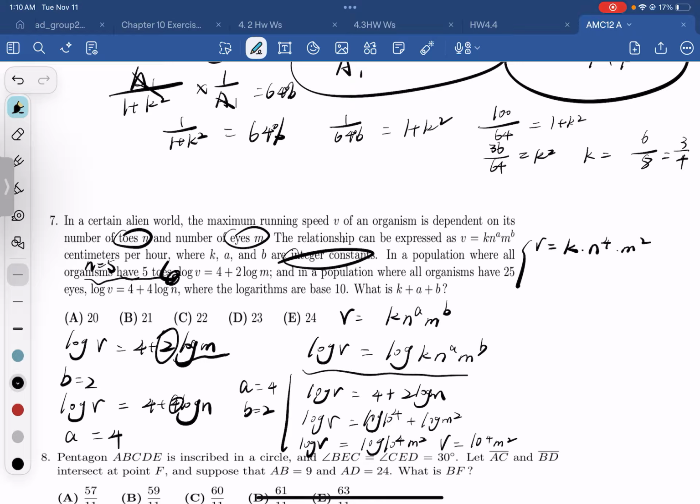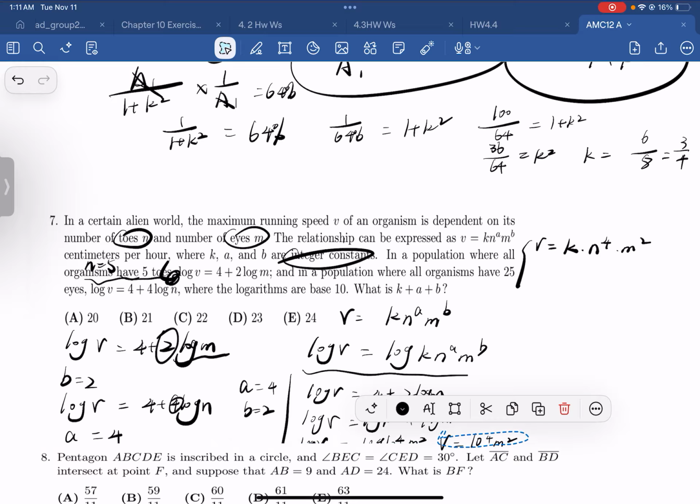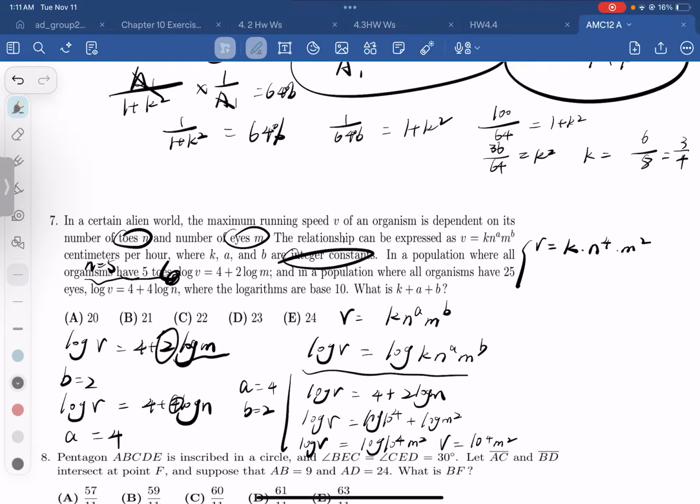So v equals, that's the stuff we already know. So v equals 10 raised to the power 4 times m squared. It's for the first situation where the organism has 5 toes. So toes represents n, so n equals 5.